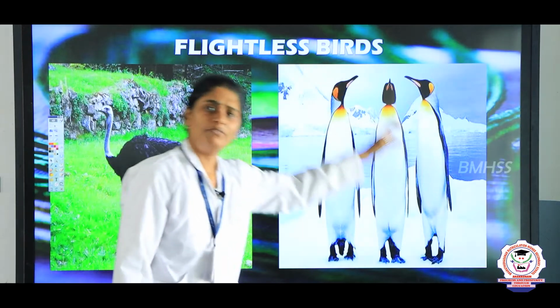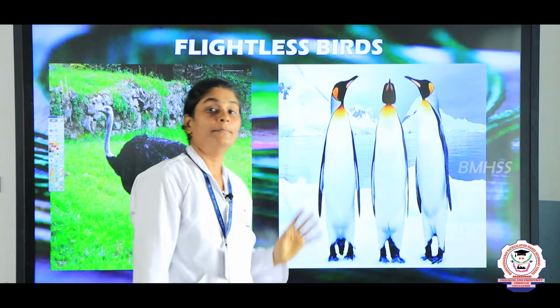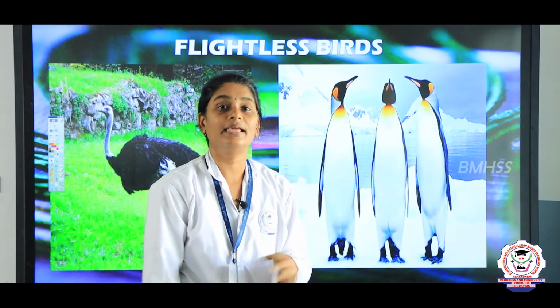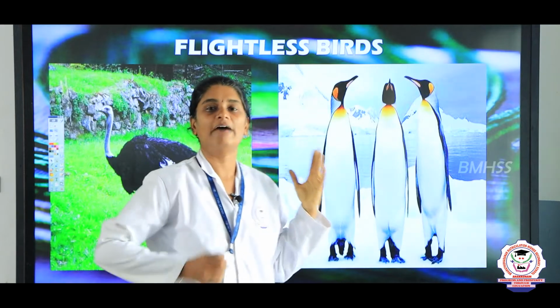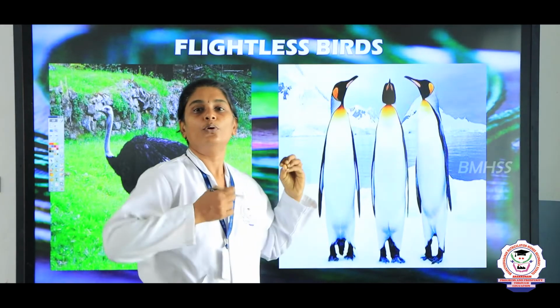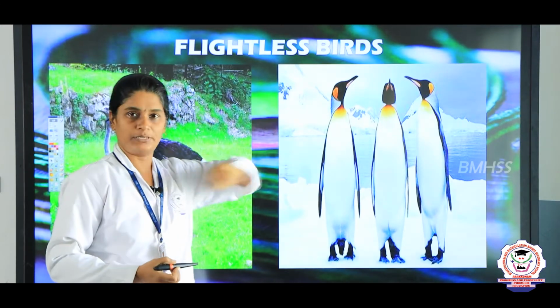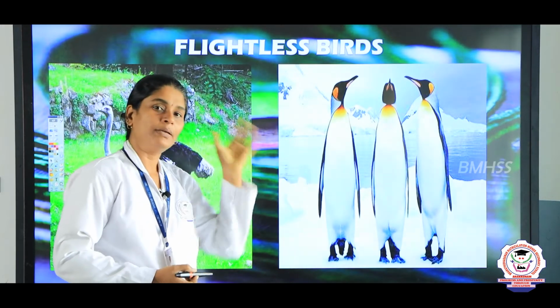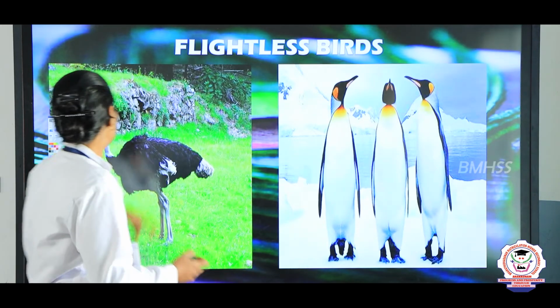We know that birds fly, they use their wings to fly, but there are some birds that cannot fly, right? Even though they have wings, they don't fly. What are these birds? They are called flightless birds, right? But they come in the category of birds only. So what are the birds? The first one, ostrich.